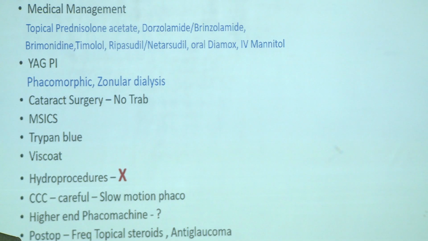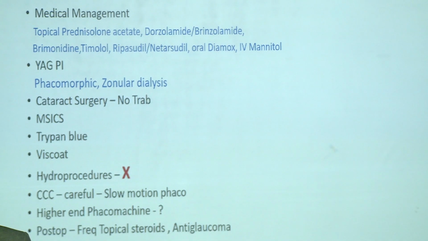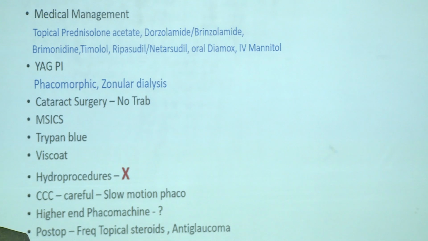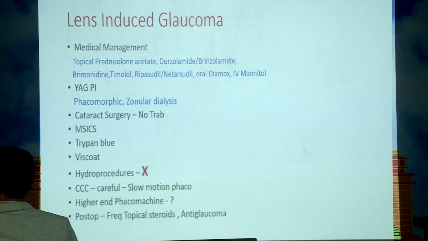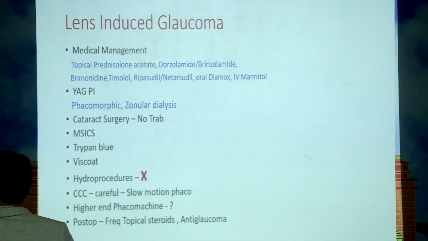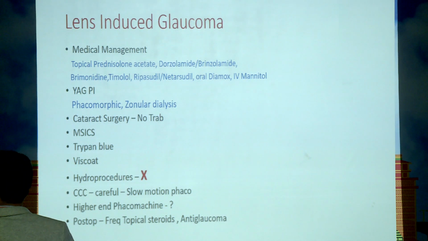So to conclude, the definitive treatment for lens-induced glaucoma is cataract surgery. But as the patient is being prepared for cataract surgery, control the inflammation using frequent topical steroids and all possible anti-glaucoma medications. If it is phacomorphic glaucoma, and if you expect that you might have to put a primary iris claw lens, I prefer to do an AC IOL. Trab is not really necessary in these cases. Manual surgery, yes, it works. Use trypan blue, use Viscoat or any other alternative. CCC, careful CCC, as I explained, slow motion phaco.